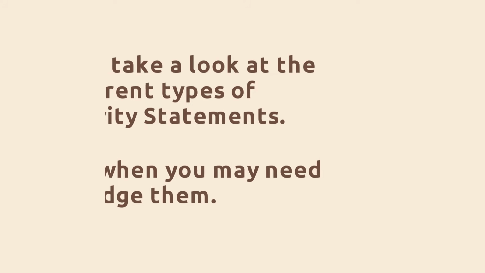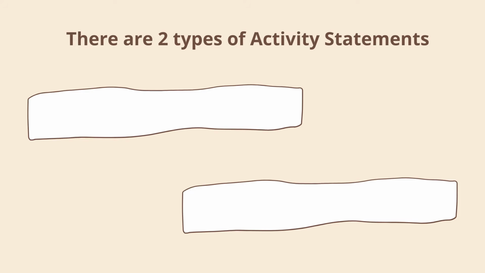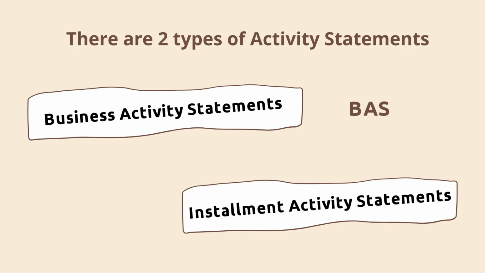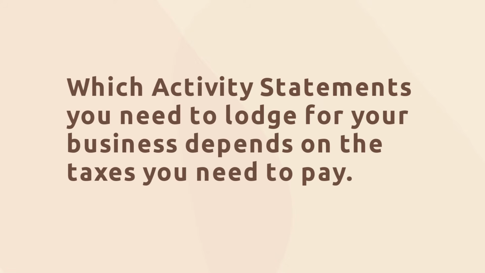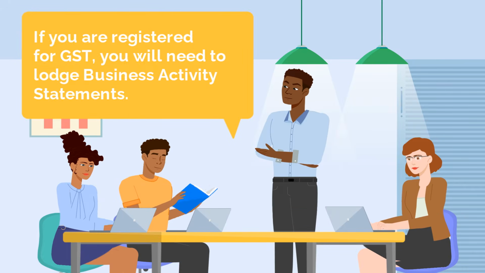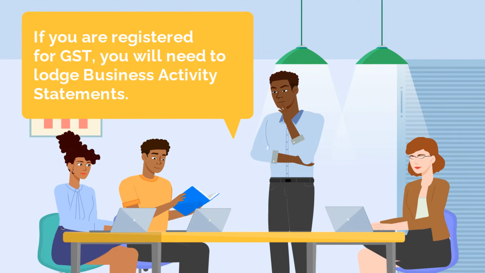Firstly, it is important to know that there are two types of activity statements: business activity statements, which are often referred to as a BAS, and instalment activity statements, which are known as an IAS. Which activity statements you need to lodge for your business depends on the taxes you need to pay. To begin with, if you're registered for GST, you will need to lodge business activity statements.